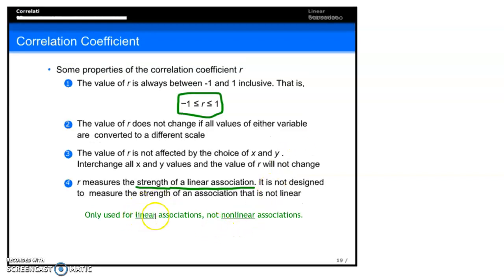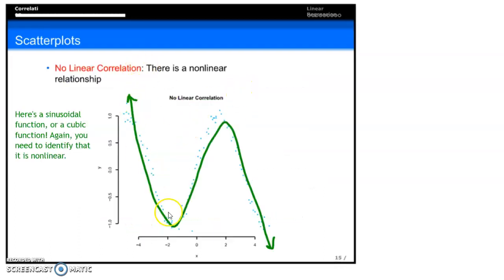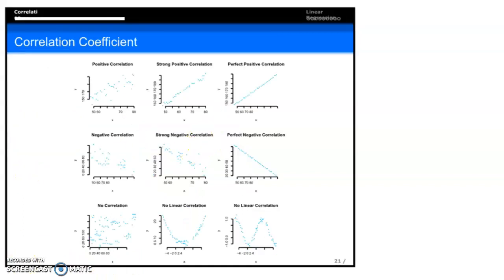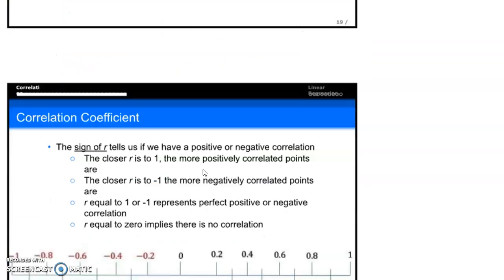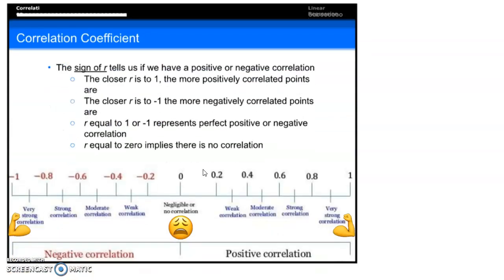It's only used for linear associations, not nonlinear associations, so we can't use it for that crazy situation that we saw before, this sinusoidal curve or this cubic curve. We can't use it for that, but that's okay. I would never ask you to do that. That's irresponsible.